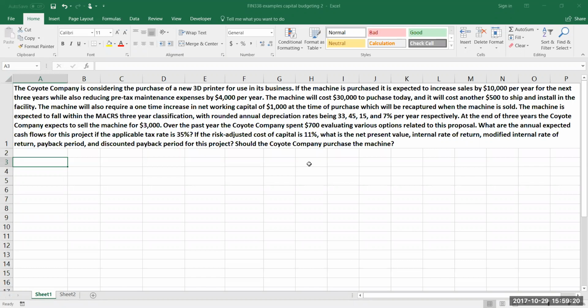If the risk-adjusted cost of capital is 11%, what is the net present value, internal rate of return, modified internal rate of return, payback period, and discounted payback period for this project? Should the Coyote Company purchase the machine?